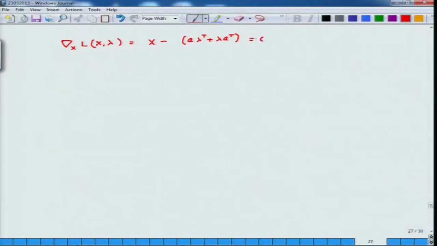So this is 0. This simply tells you x must itself be of the form a lambda transpose plus lambda a transpose. So a is given to you, what you have to know is lambda, the Lagrange multiplier. Here you see the importance of the Lagrange multiplier or the Karush-Kuhn-Tucker multipliers. Now you might ask me, why are you applying Karush-Kuhn-Tucker multipliers? How do you know the KKT condition will hold? How do you know that there is a constraint qualification which is satisfied?